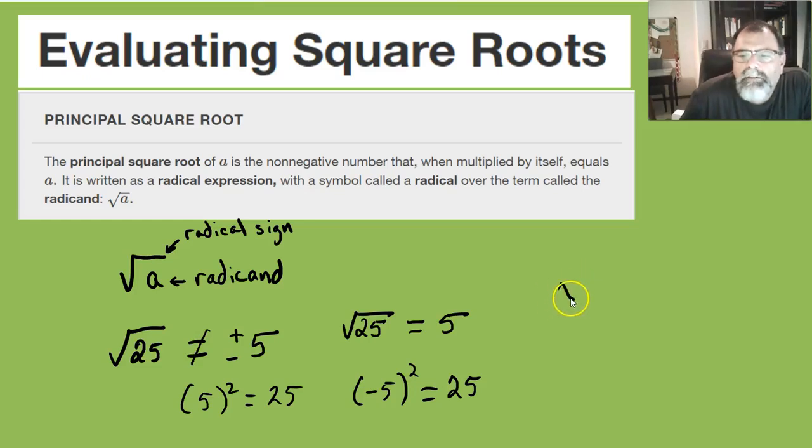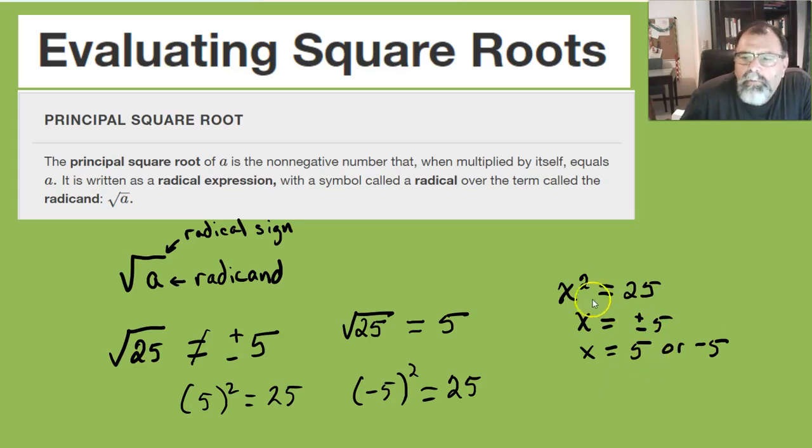Now, if I was asking you to solve this equation, what squared is 25? This will have two solutions, plus or minus 5. And this is shorthand for positive 5 or negative 5. So this symbol plus or minus is shorthand to show the two roots of this equation, which is a different question than asking what's the square root, or I should say principal square root. We get lazy and we drop that word principal. So it's principal square root.